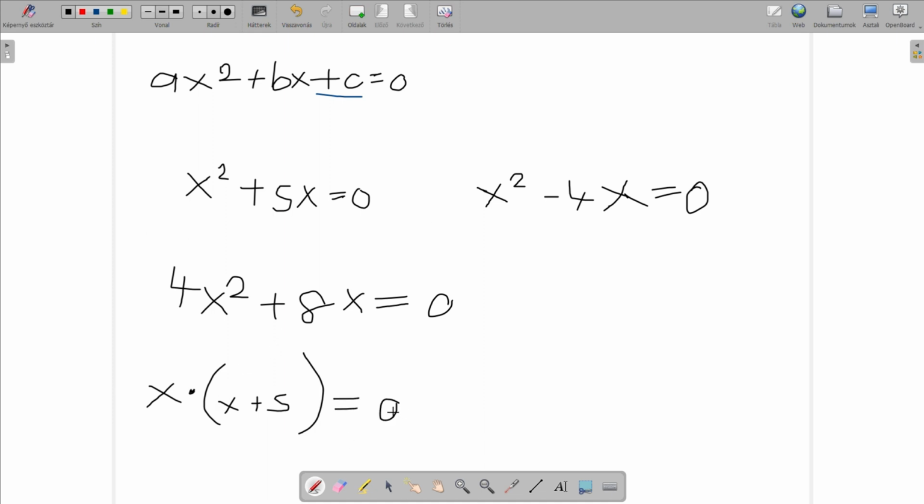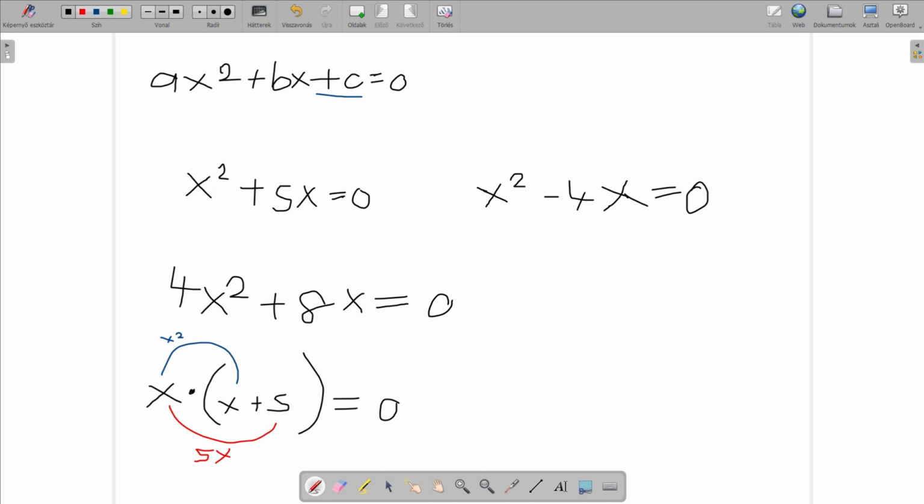So what's the reasoning here? Well, you factor out the x: x times x is equal to x squared, and you also get 5x if you expand this parenthesis. Pretty cool, right?